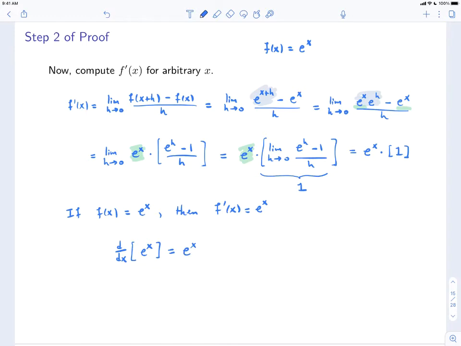Now, in fact, the reason e to the x has itself as its derivative is because of how we defined it. We defined e to the x to be the exponential having the base that its derivative at the point x equals 0 is equal to 1. And that's precisely what we needed right here. We needed to know that the derivative at 0 was equal to 1, because that's exactly what this limit is. This limit is the derivative at x equals 0. So by our choice of definition for e, we're able to ensure that the derivative of e to the x is e to the x.